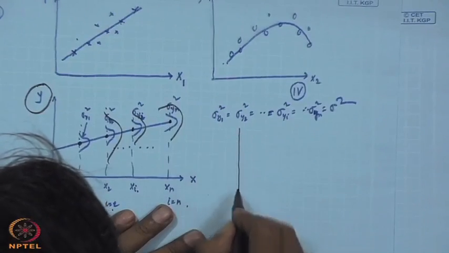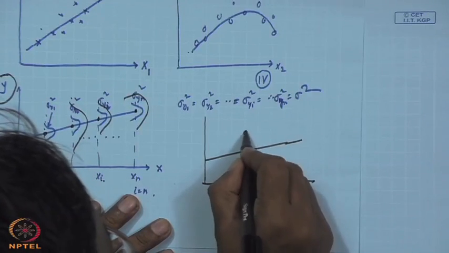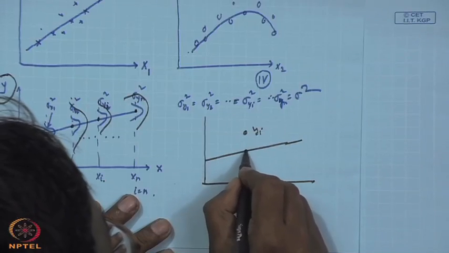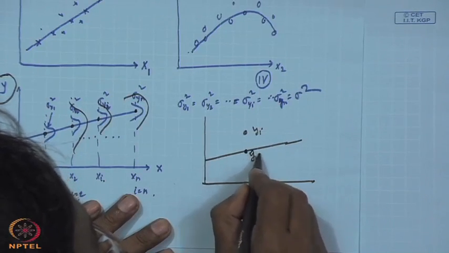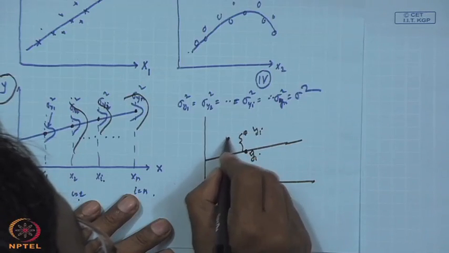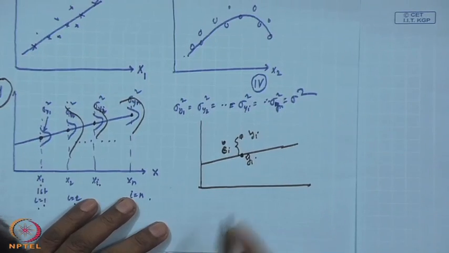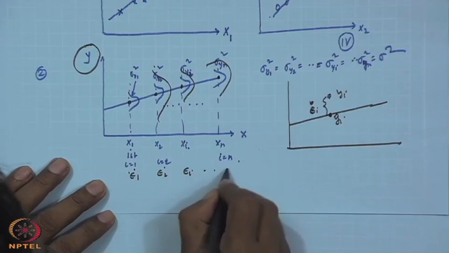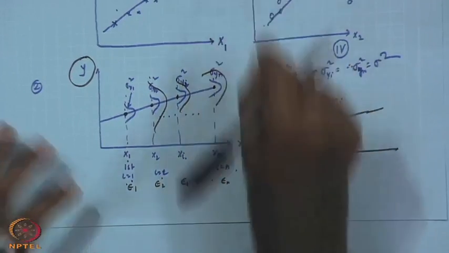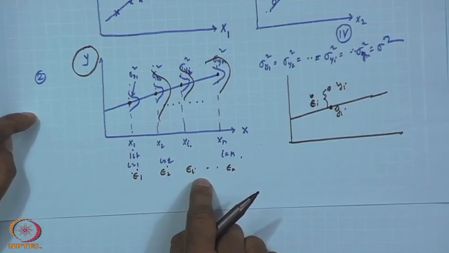Suppose your case is like this, your original value is here, yi, and based on this equation you are saying this is yi cap. So, this portion is my error portion, this is the error. Similarly, everywhere you will be getting error: epsilon 1, epsilon 2, epsilon i, epsilon n. Uncorrelated error terms, because each error is random.